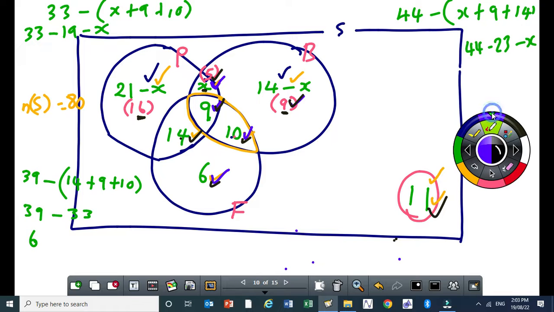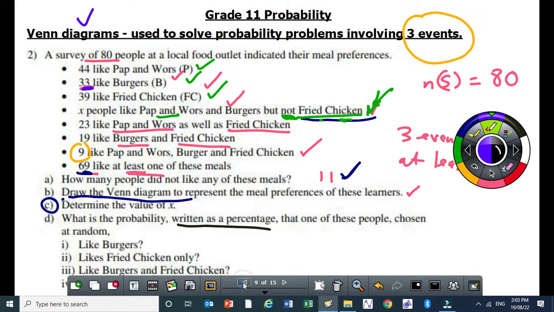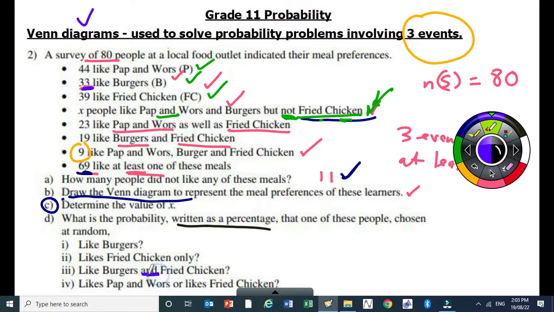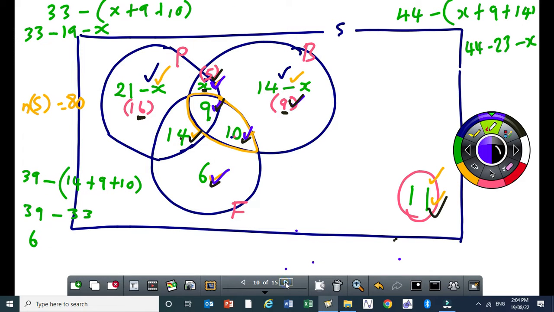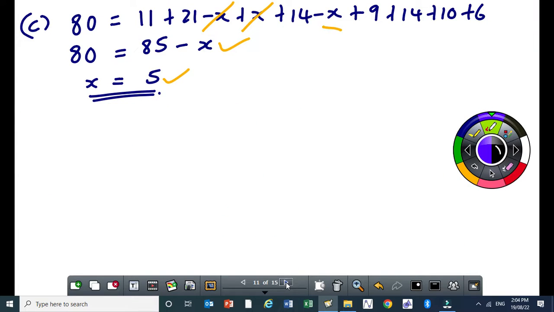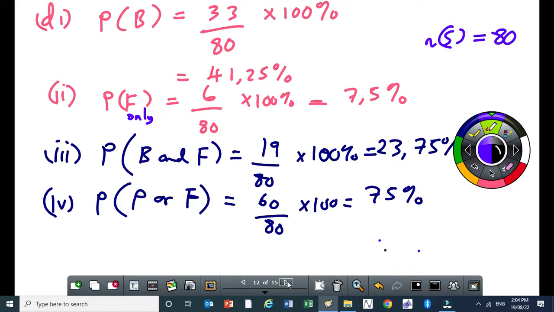Okay, so if it says burgers and fried chicken, the word "and" in probability means the intersection. That means what's common to both. Therefore, on the Venn diagram, we have to add these 10, who like burgers and fried chicken only, but we also have these 9 here who eat all 3. So we have to include them. We add the 2, we get what? 19. So that would be 19 over 80 times 100, which gives 23.75%.